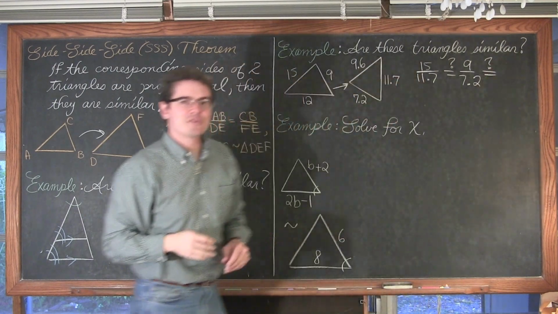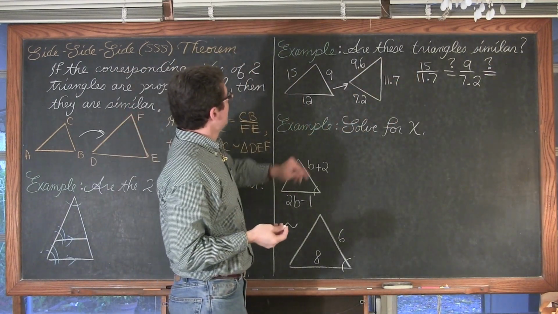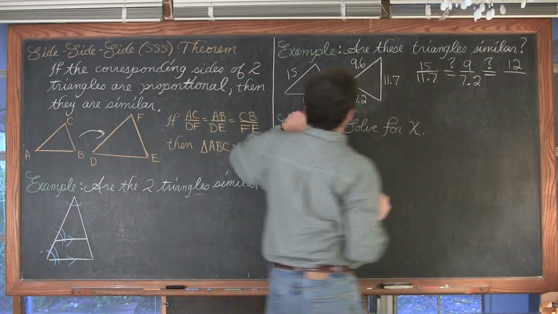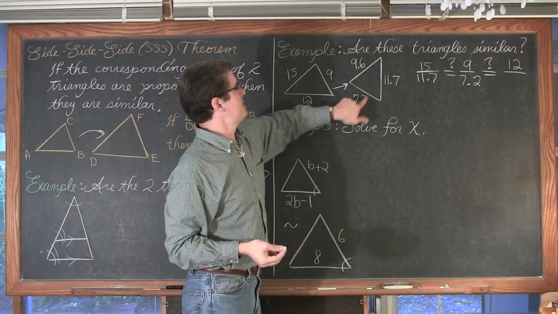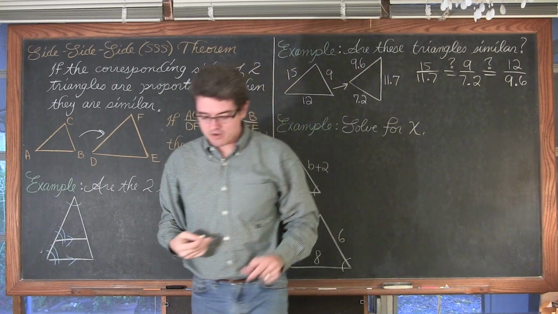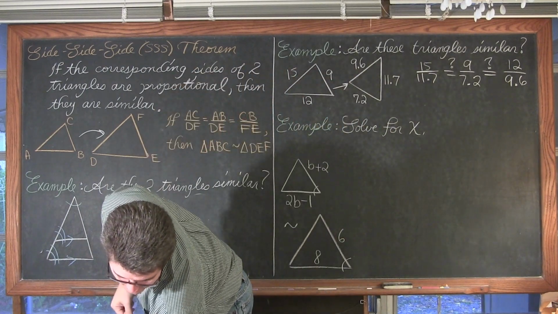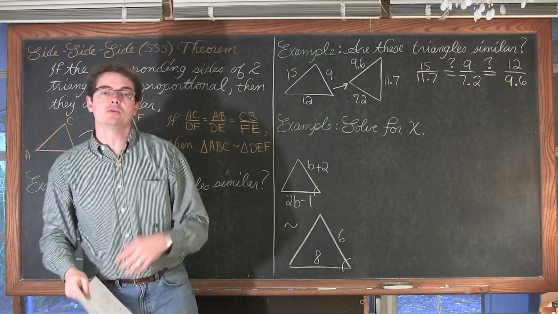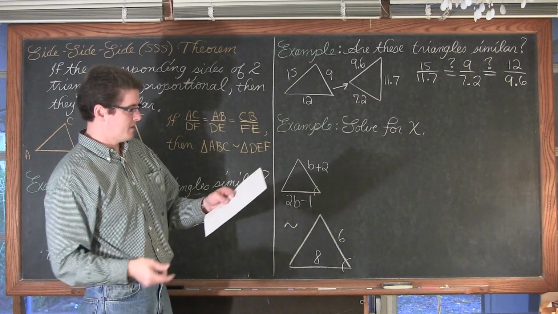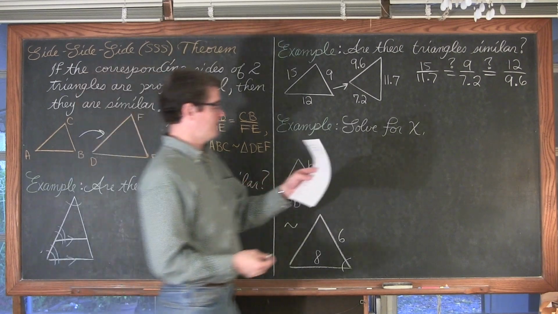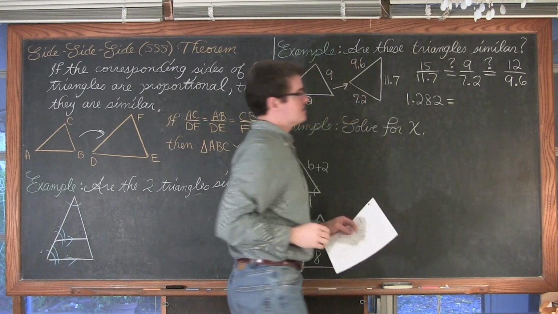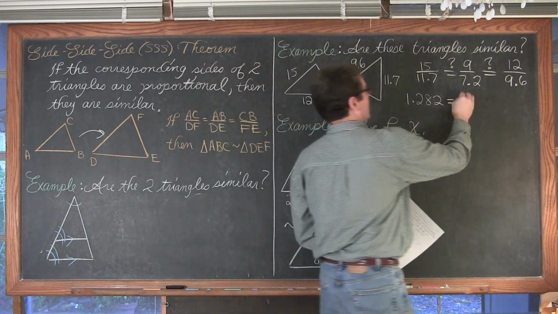I need to put question marks over those equal signs because I don't know if they're equal or not. And then we have the middle side of 12 being matched up with the only thing left I haven't used yet, which is 9.6. If all of these are equal, then we can say that the triangles are similar due to side, side, side, but it's going to turn out they're not. 15 divided by 11.7 is 1.282, and these other ones are equal to 1.25.